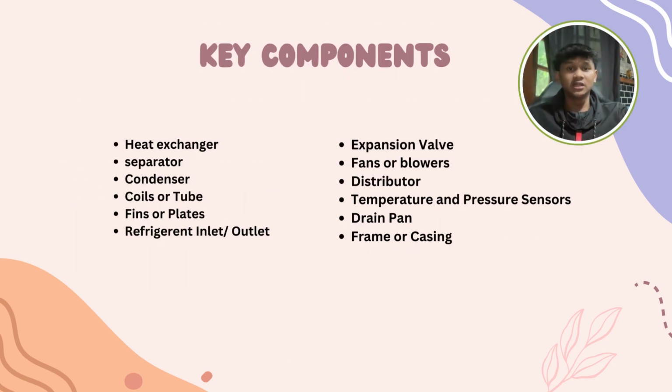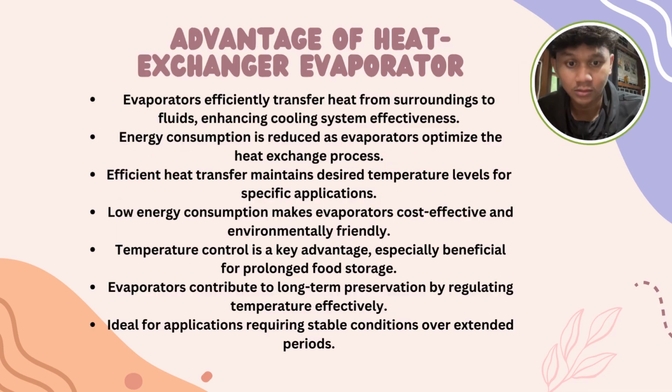So, these are the key components for the heat exchanger evaporator: heat exchanger, separator, condenser, coils or tubes, fins or plates, refrigerant inlet or outlet, expansion valve, fans or blowers, distributor, temperature and pressure sensors, drain pan, and lastly, frame or casing.